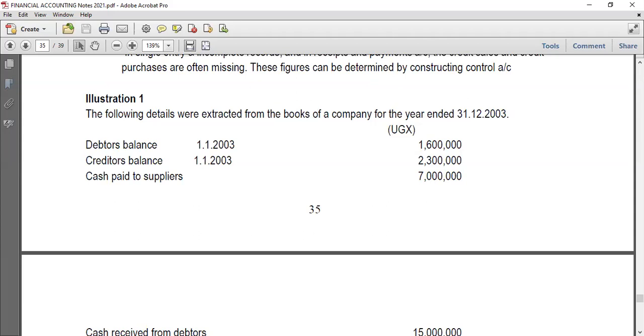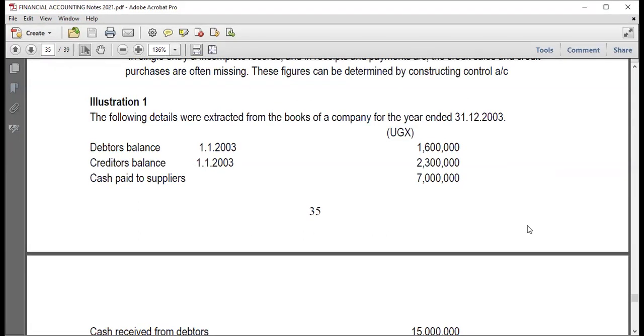So how control accounts are set. For example, we have a case here. This is illustration 1. They're telling us that the following details were extracted from the books of a company for the year ended 31st December 2003. So we have debtors balance, this value.